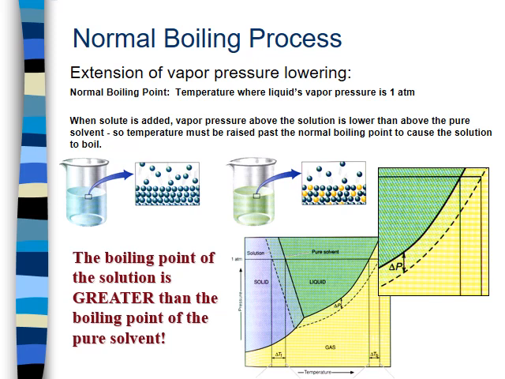We know that when you dissolve a solute, the vapor pressure above that solution is lowered compared to the vapor pressure above the pure solvent. So if you're trying to achieve a vapor pressure of 1 atmosphere, the lowering of the vapor pressure will mean you have to raise the temperature even further to get your solution to boil. As a result, the boiling point of the solution will always be elevated. It'll be greater than the boiling point of the pure solvent.